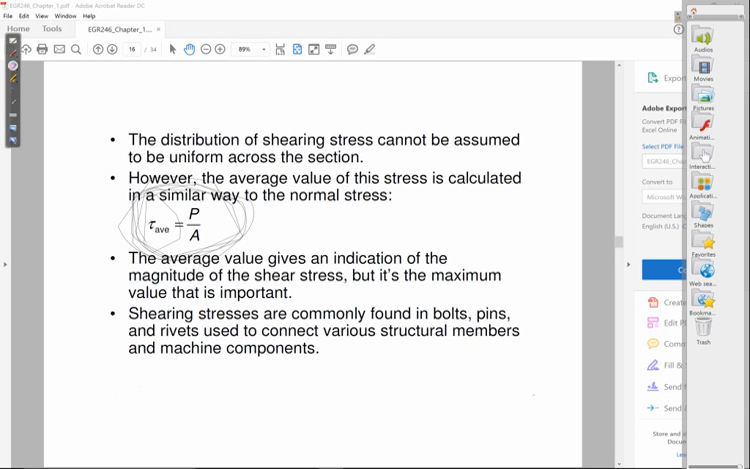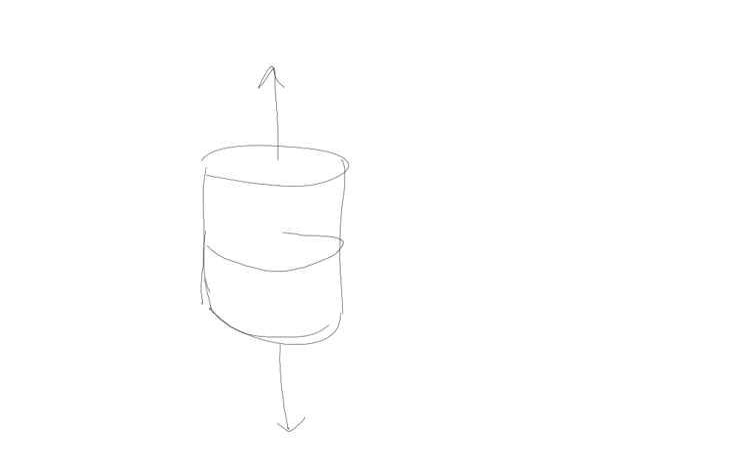All right, so the next thing here is the subscript. Why is there an AVE, or average, subscript for the shear stress? So let me go ahead and explain that. Let me go back to a normal stress. In a normal stress, I've got this column. I might pull it in tension, when I apply a force to this column, and I take a look at the cross-section, how is that force distributed over the cross-section?